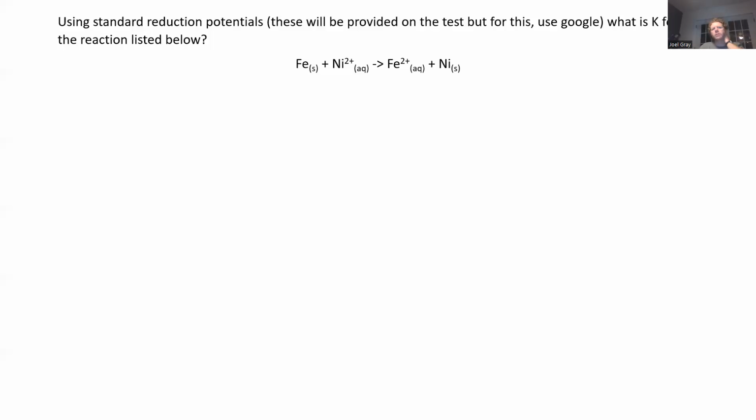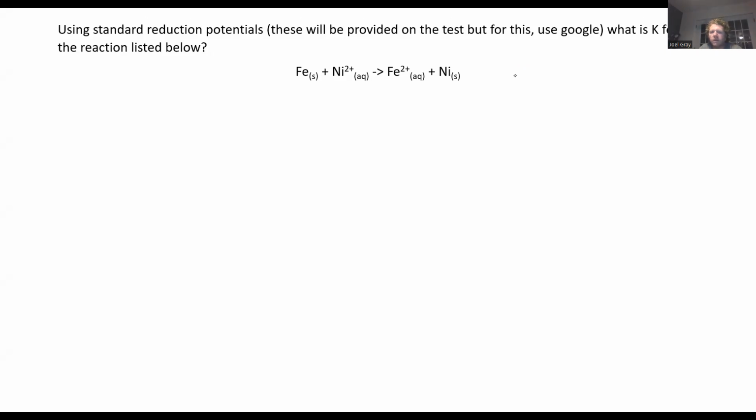All right. Using standard reduction potentials, I'm going to give you these values on the test whenever they're needed. What is K for the reaction listed below? Okay, so the first thing that we need to do for this is figure out what our standard reduction potentials are for these reactions.